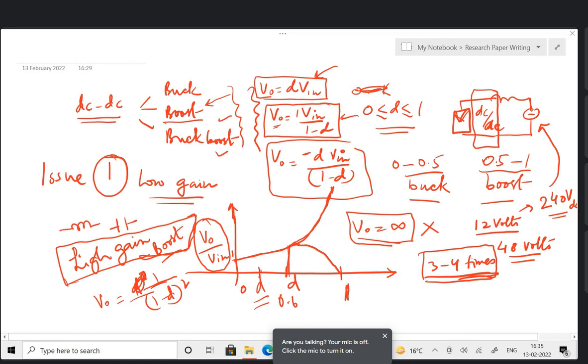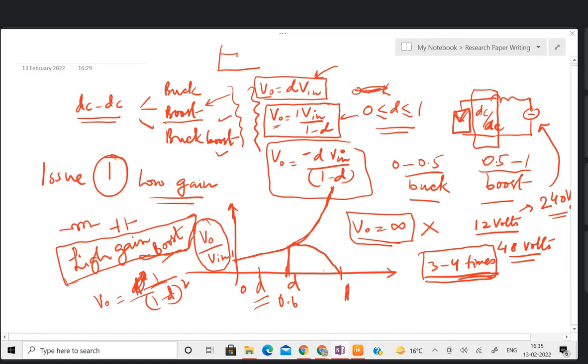Why? Because higher D means the more time the switch is on. What is D? This is D, on, and this is off. This entire duration is T. Call it T on. Sorry, this is T and this is T on. And this time is T off. So D is basically T on by T.